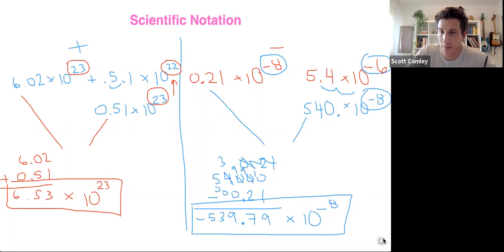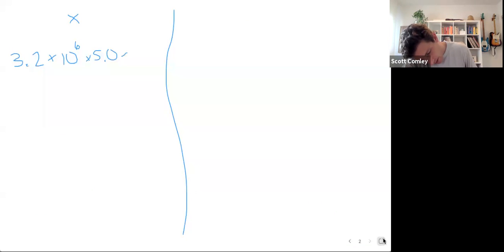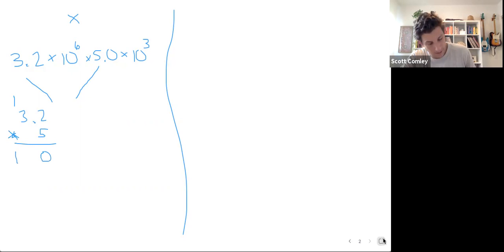So let's do one quick multiplication and division. These ones are easier because you don't have to change the exponent. Let's do a multiplication one: 3.2 times 10 to the 6th times 5.0 times 10 to the 3rd. All we have to do is bring down our coefficients and multiply them. 3.2 times 5.0, which is just 5. 5 times 2 is 10. 5 times 3 is 15, plus 1 is 16. And then we have one decimal, so 16.0.